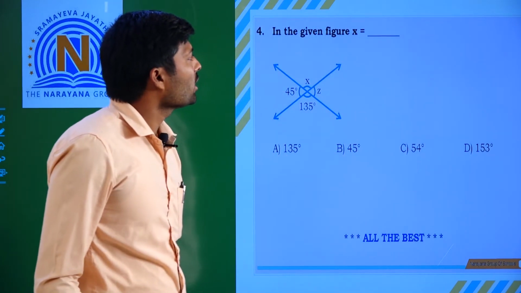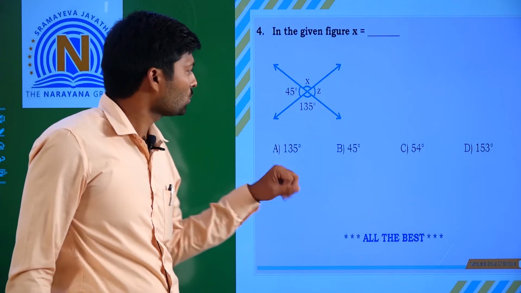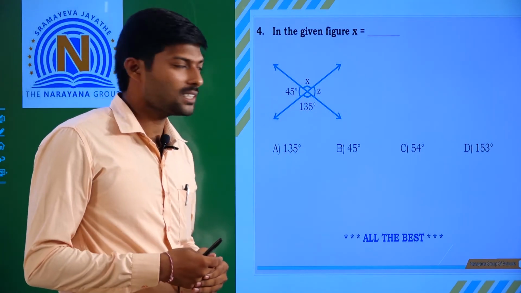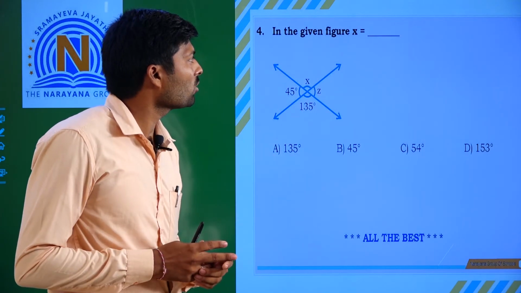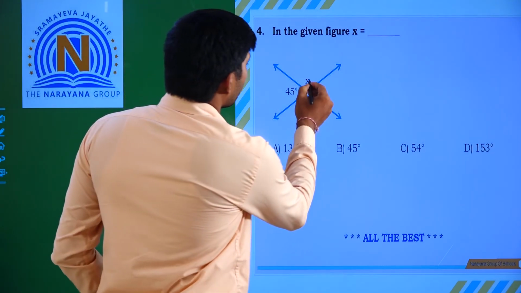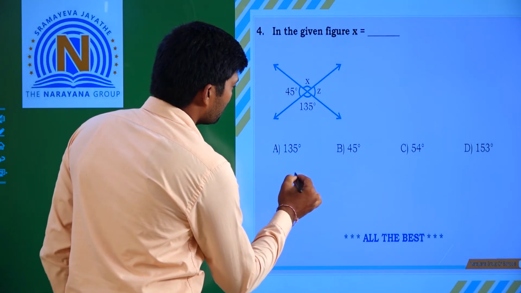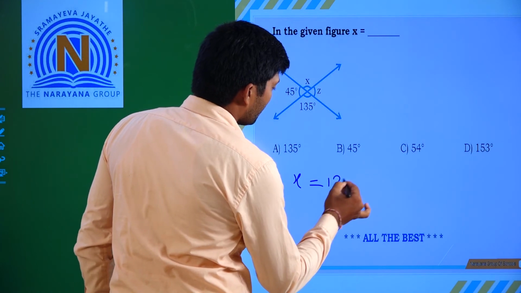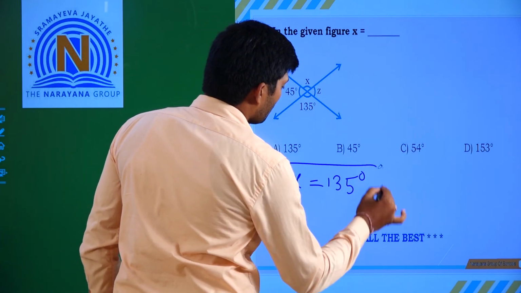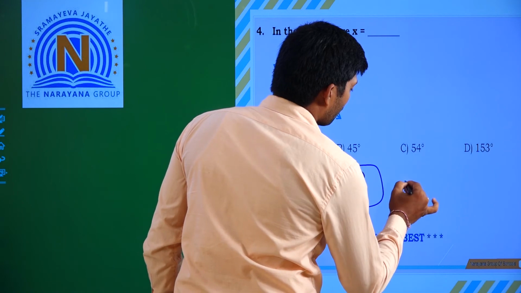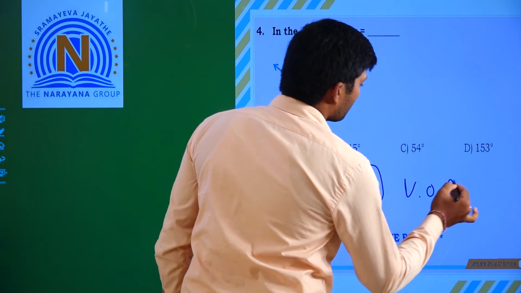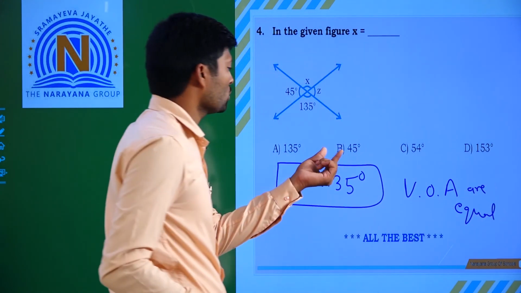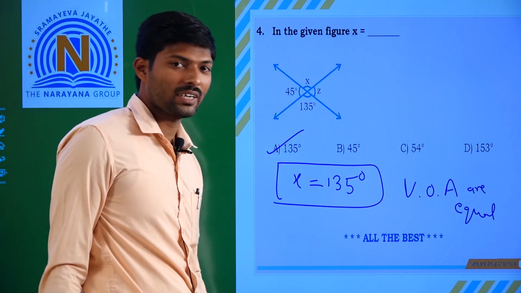In the given figure, what will be the value of x? Here x as well as 135 degrees are both vertically opposite angles, and 45 as well as z are both vertically opposite angles. So I can equate x is equal to 135 degrees, because vertically opposite angles are equal. Which option is the right option? Option A, 135 degrees, is the right option.